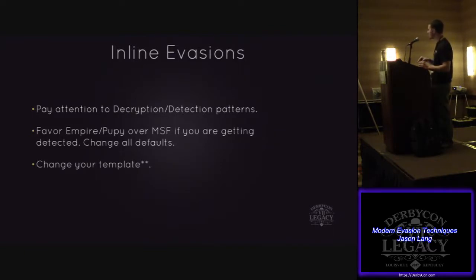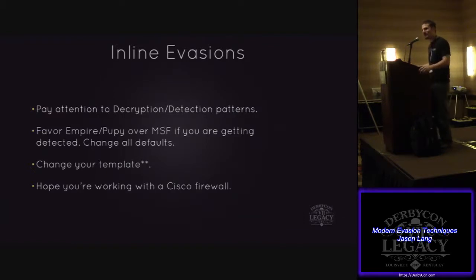I have a link, I think it's in this talk. Black Hills dropped a blog post, I don't know, maybe 2 years ago now, that talks about how to change some of the strings and some of the memory handlers in the standard Metasploit template that is used for building executables. You change this, and the game does change on the endpoint, and we'll get into that as well. And lastly, hope that you're working with a Cisco firewall.